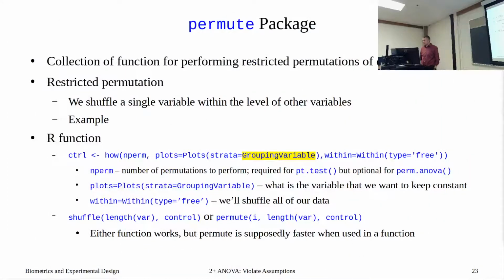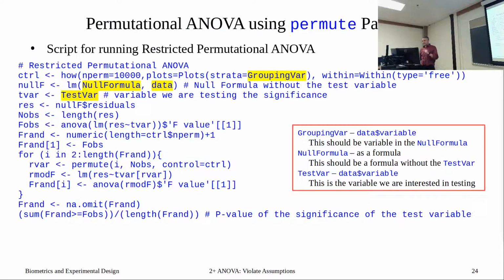Now, fortunately, this is all that you have to change, because I'm giving you a script that runs a restricted permutational ANOVA. So this takes all of those row numbers that I'm showing you how it generated and plugs them into an actual ANOVA.